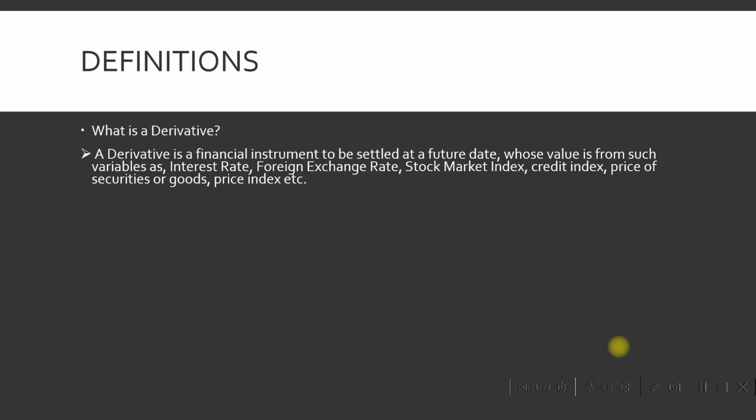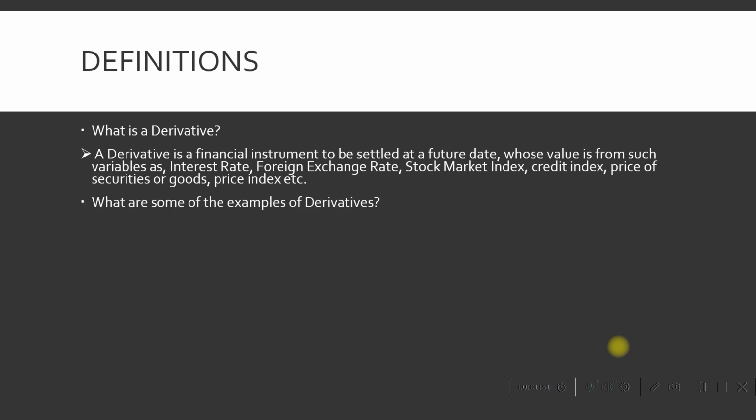Stock market index. The stocks, how do they perform in the market? It may be based on the stock market index. The derivative as such would be based on stock market index. Credit index, price of securities or goods, price index, etc. So these are some of the variables on which a derivative is based, and it's also a financial instrument.